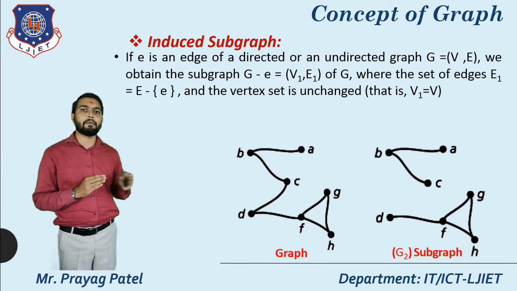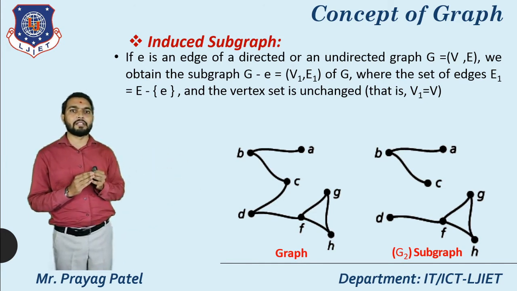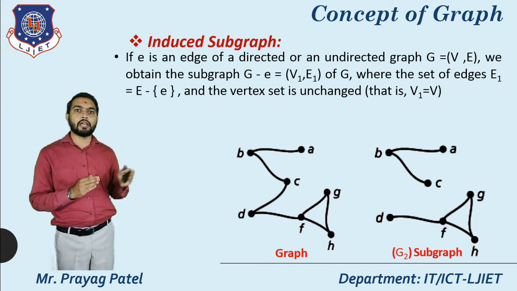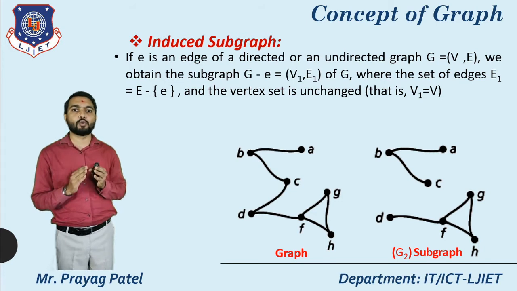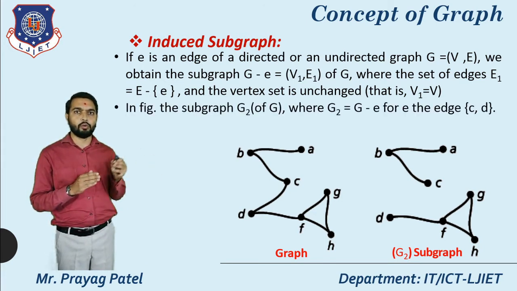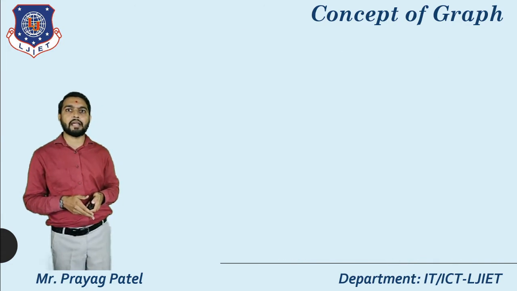So this is the given graph, and graph G2 is considered as the subgraph induced by edge. Here we remove one edge, from C to D. So this is considered as the subgraph induced by edge C to D. So this is induced by edge.